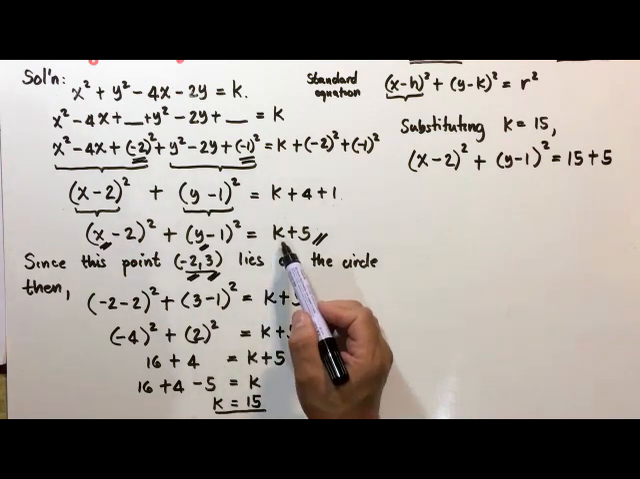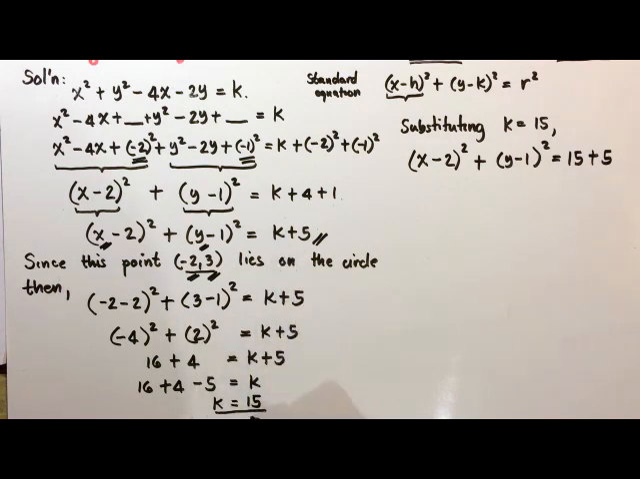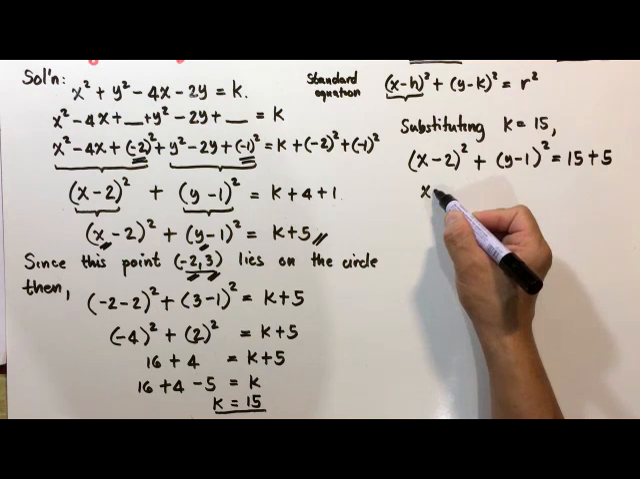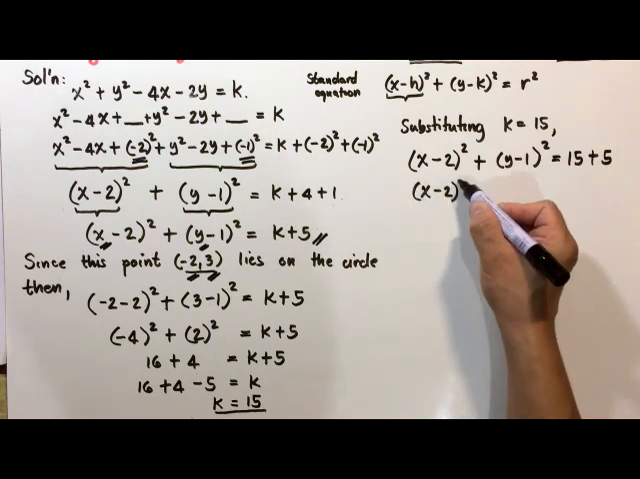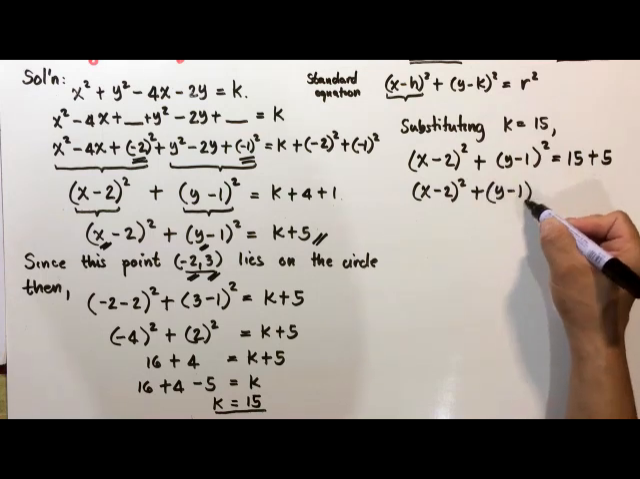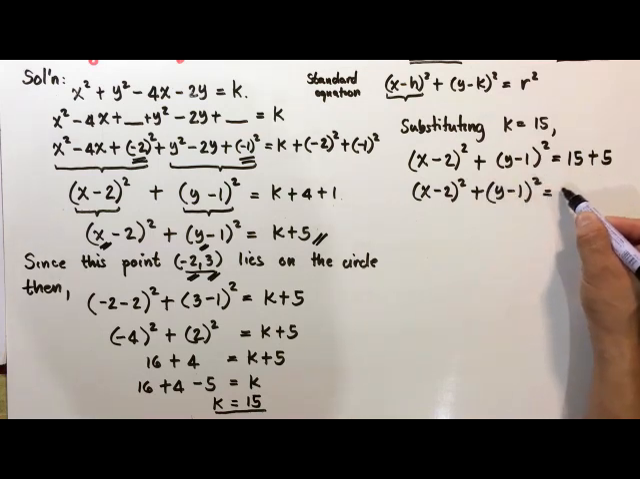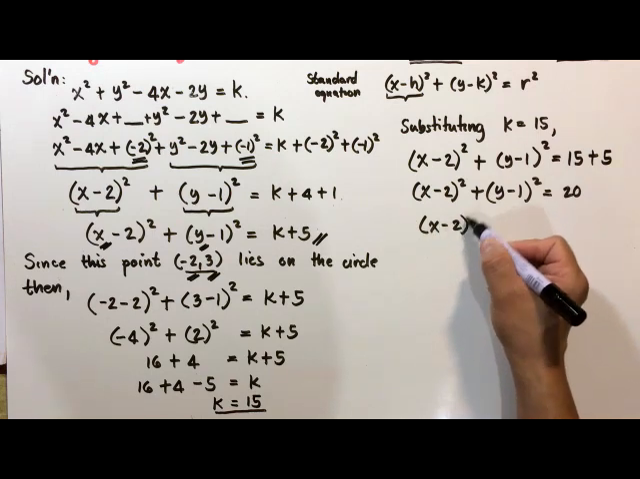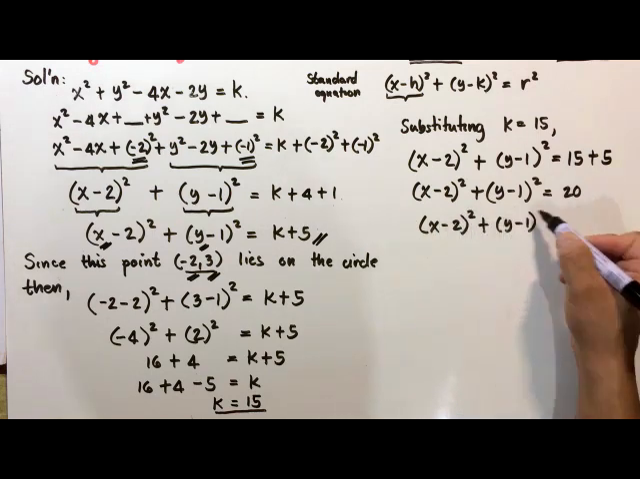But the problem here is that I don't know what k is. Now that I know k, I can substitute k there, so I can solve this one. So x minus 2 quantity squared plus y minus 1 quantity squared is equal to 20. And I can rewrite 20 as a square number. How will I do that?